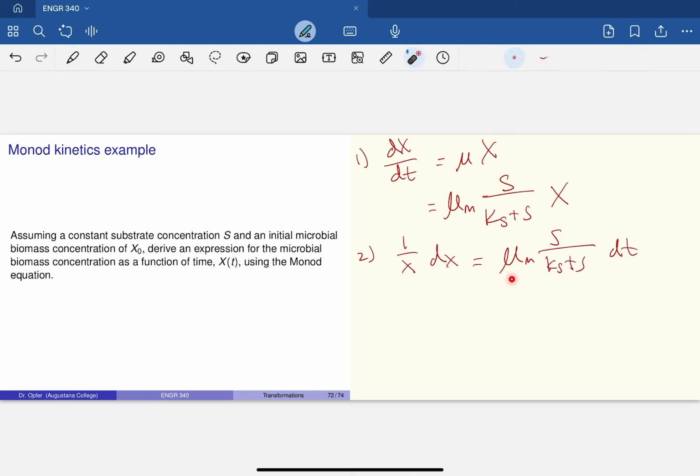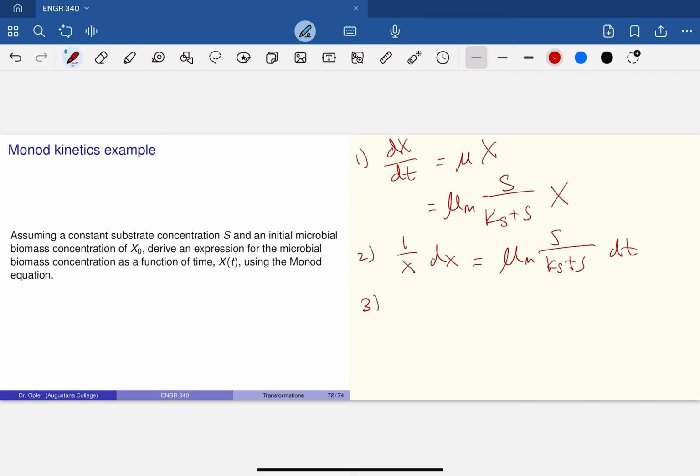Okay, and the important thing to know here, this is a constant that depends on the microbe, so this is a biologically relevant constant. We are told that the substrate concentration is constant, so S is constant, and again, Ks is also a constant. So that means this whole term is constant, so this is exactly like having our variable K times dt from our previous video.